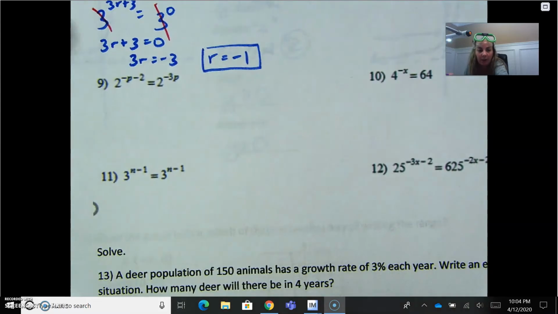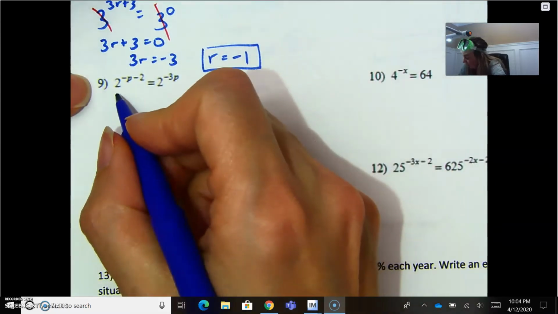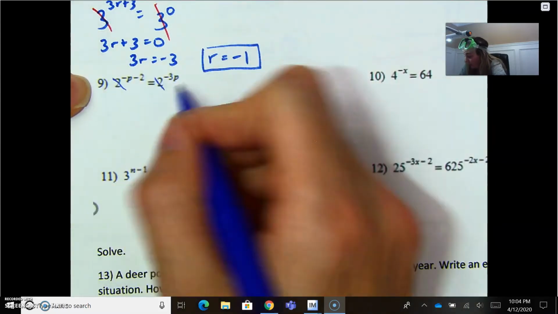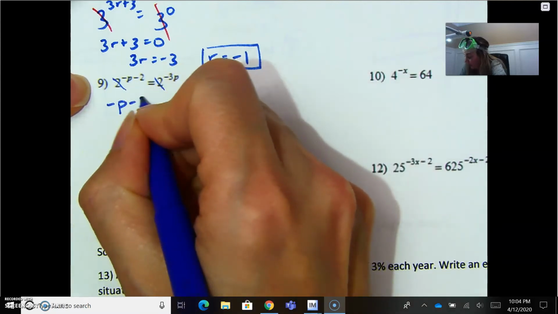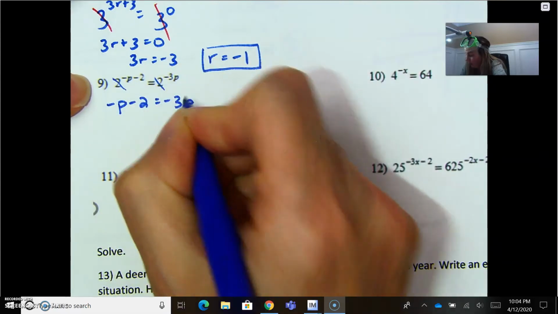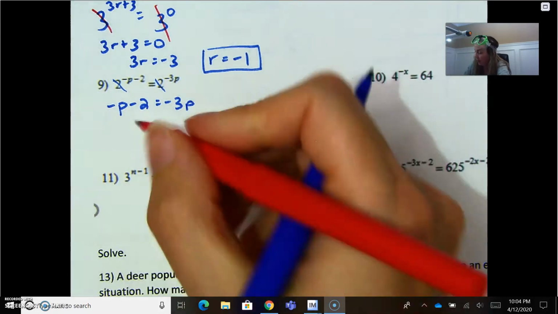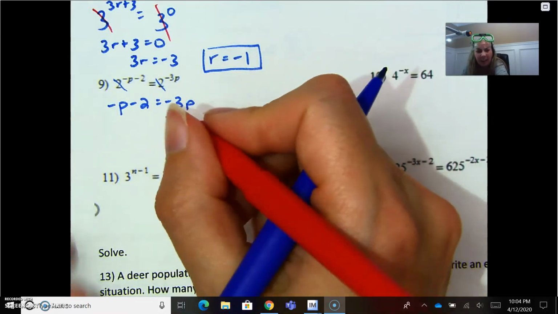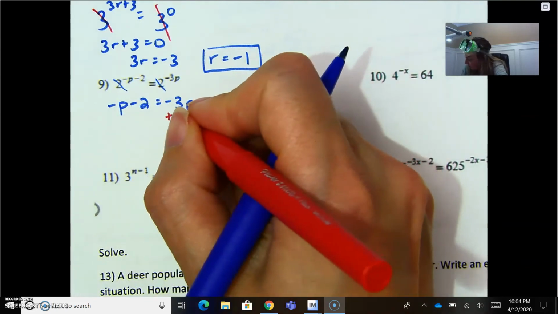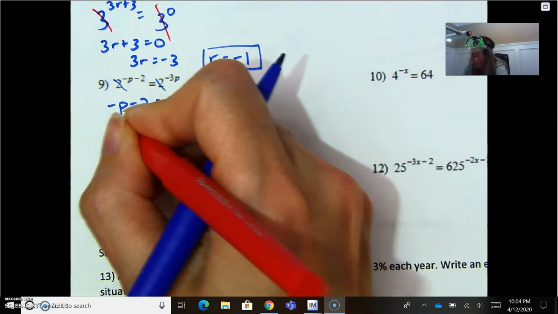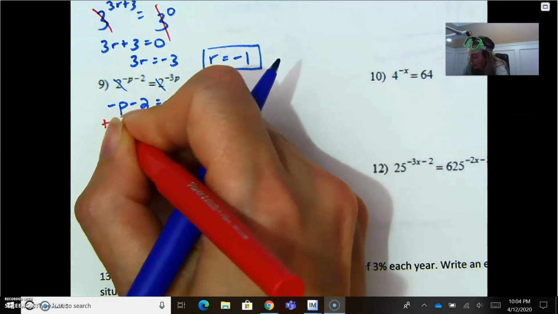All right, check out number 9. The bases are the same. That was easy. So now we just focus on those exponents. I see that I have p's on either side. I need to combine forces. I like to move the smaller of the two variables, so in that case, that's a -3. So I'm going to add it to this side.